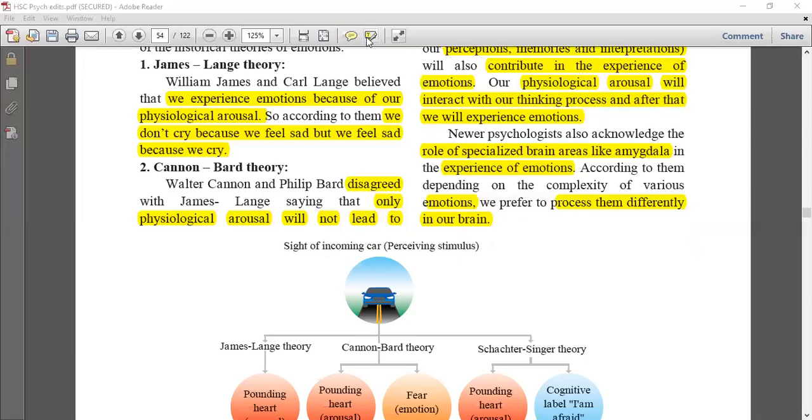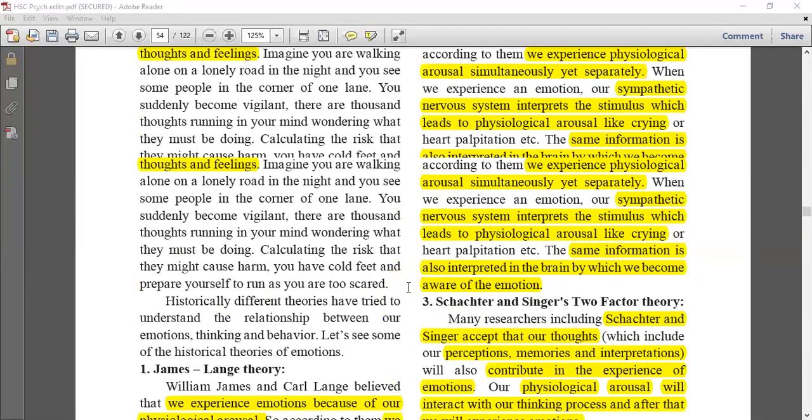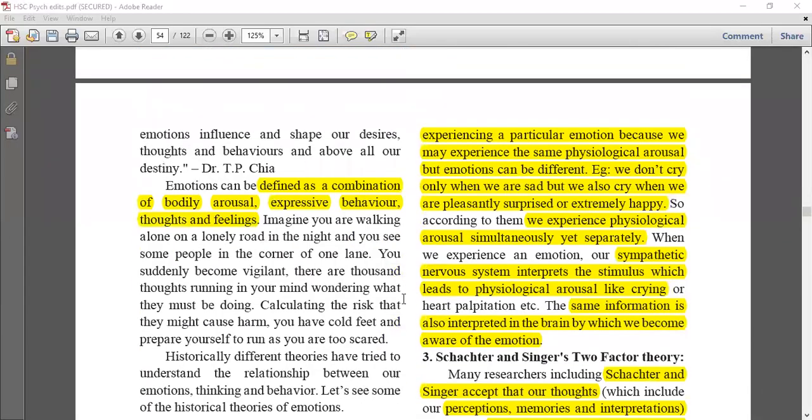So the Cannon-Bard theory. These two guys disagreed with the James-Lange theory, saying that physiological arousal alone will not lead to experiencing a particular emotion, because we may experience the same physiological arousal, but the emotions can be different. So they say that we don't cry only when we are sad, but we also cry when we are pleasantly surprised and happy.